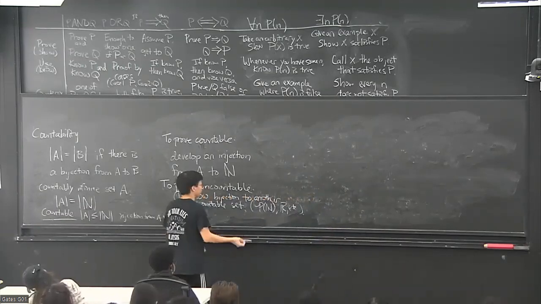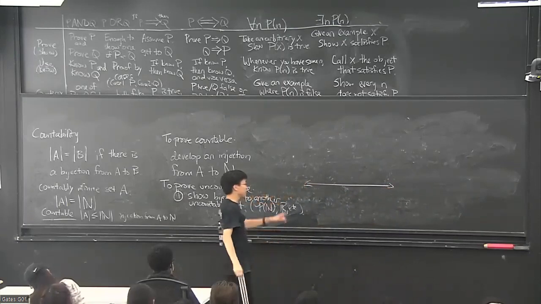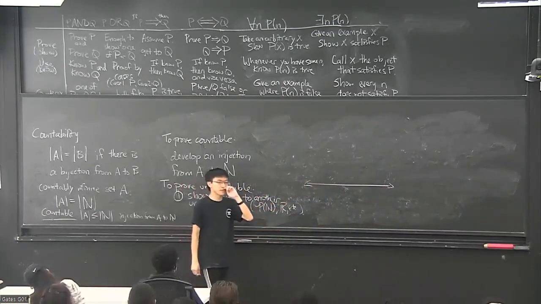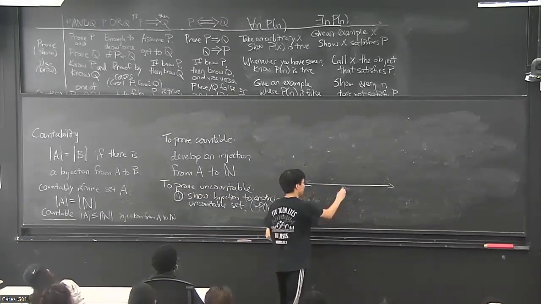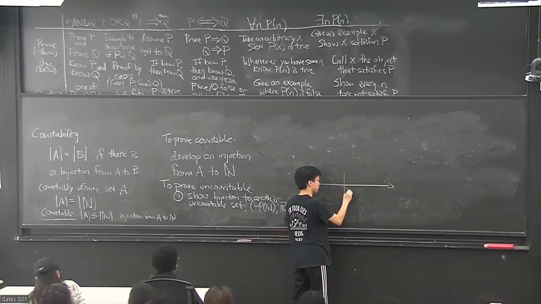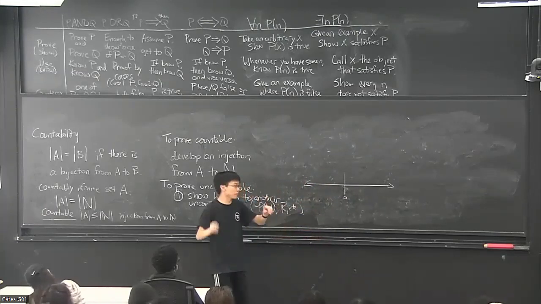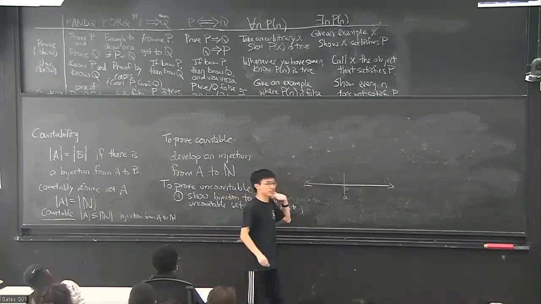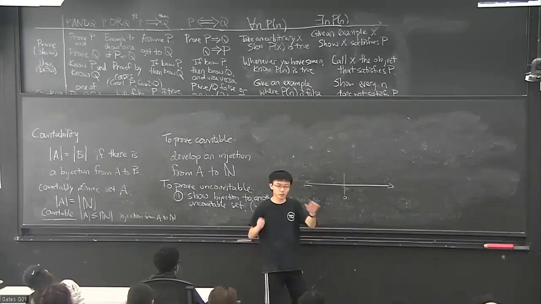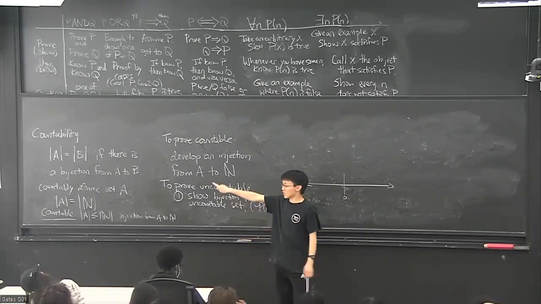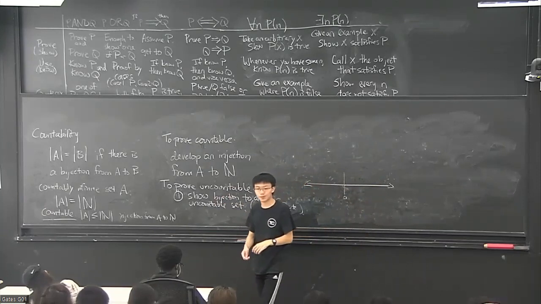An example is if I have this line that goes infinitely in both directions, how do I know that there's an uncountably infinite number of points on this line? Well, I can say this is 0, and I assign every point a real number. So I've created a bijection between the points on this line and the real numbers. Since the real numbers are uncountable, the number of points on this line is uncountable.